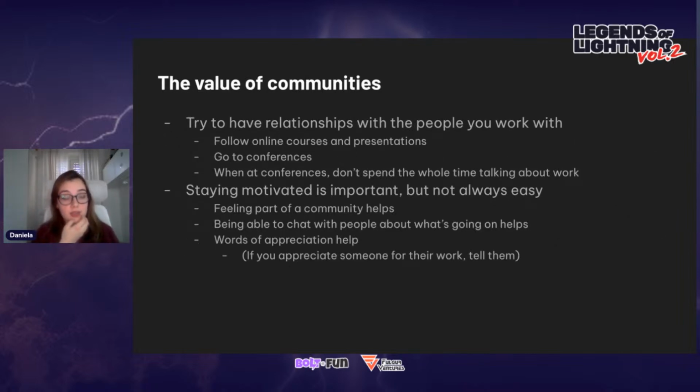Value communities. Try to have relationships with the people you work with. I know we love to think about developers as people working in their own room. The room is dark and they're by themselves with a hoodie and just working on their laptop. It's not like that. It doesn't have to be like that. Try to make friends that work on the same project as you do.